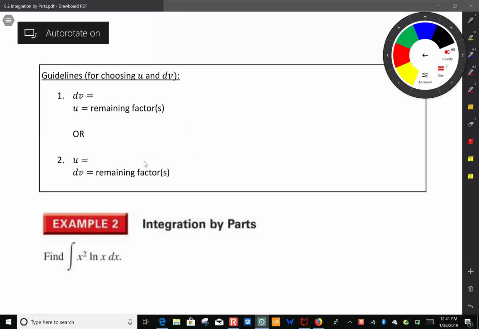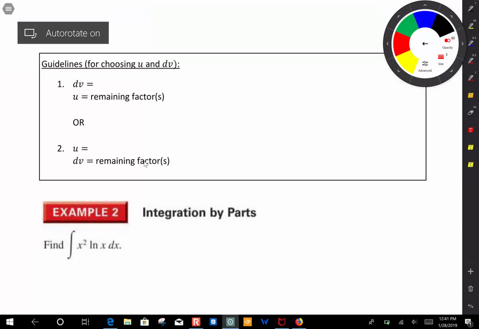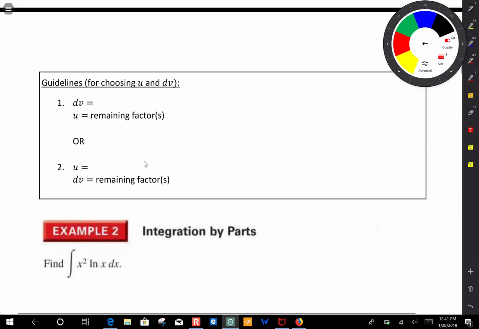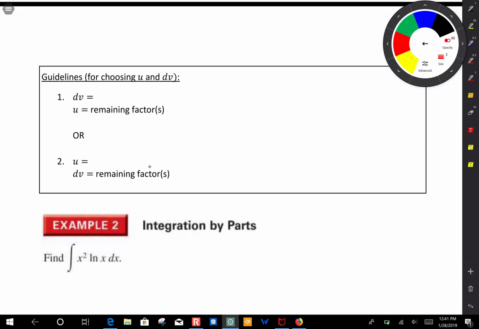All right, so this is example two. In this example, we're going to go over the guidelines for choosing u and dv. Now, what I've been using is this acronym, LIATE. The book doesn't really use that, so I'm going to go with the book.